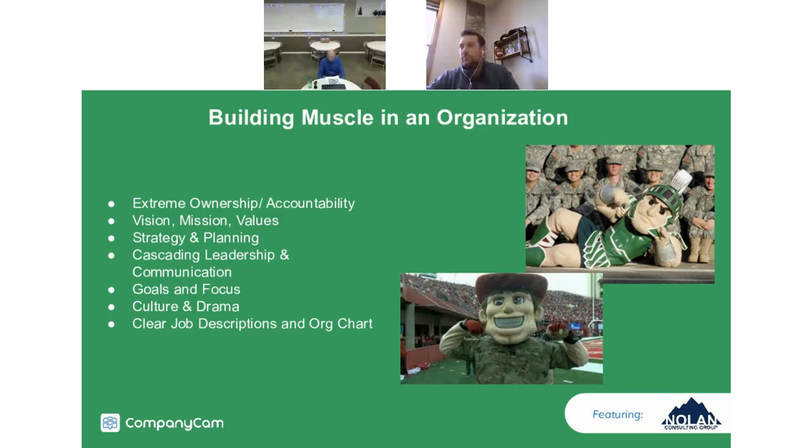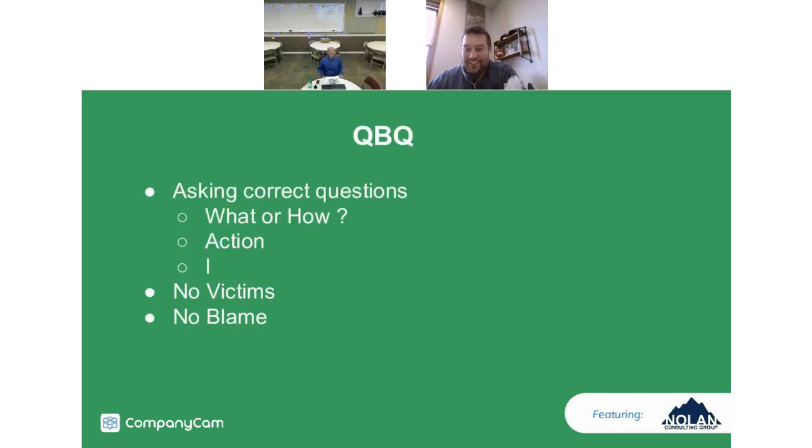But there are some similarities in the way we run our business to sports franchises and to the military. So a couple of things I'm going to talk about, which is extreme ownership, personal accountability, vision, mission, values, strategy, planning, leadership, goals, focus, drama, and culture, and then all that job description stuff that everybody hates to talk about. Let's start with extreme ownership. I'm talking about a book that was written by Jocko Willink, a Navy SEAL.